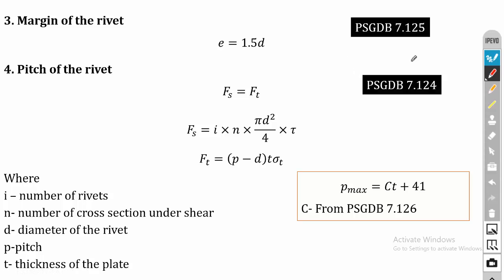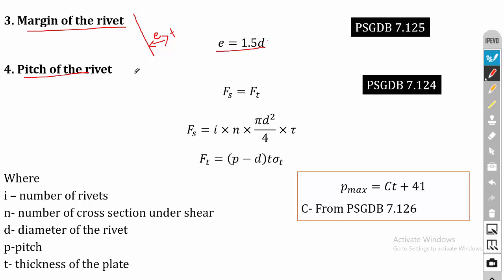The third step is the margin of the rivet. So we know what is margin. Okay, so it is the distance between the plate end and the first rivet. Okay, so that is E. So the margin of the rivet E is equal to 1.5 times the diameter of the rivet. Then the fourth step is the pitch of the rivet.